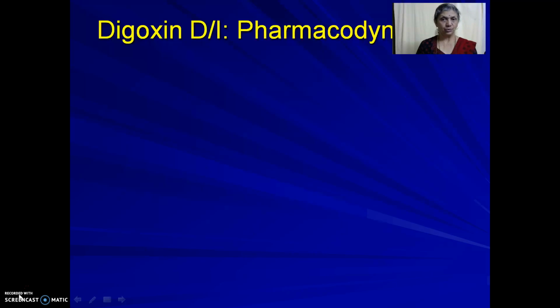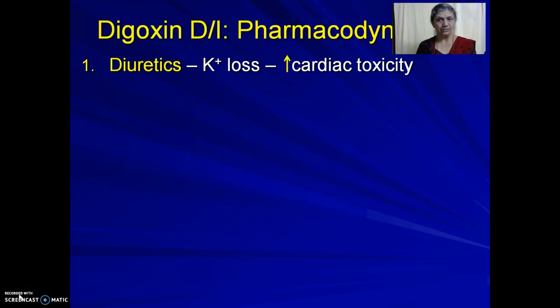There are also some interesting and important dynamic interactions to remember. One of the 3Ds is diuretics. So in a patient of CHF, diuretics would be there along with digoxin. And diuretics can cause hypokalemia, which can increase the digoxin toxicity.